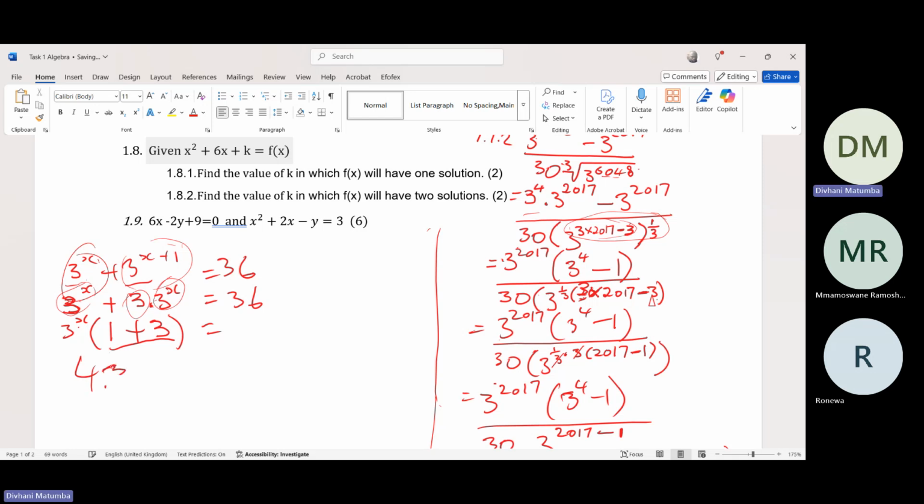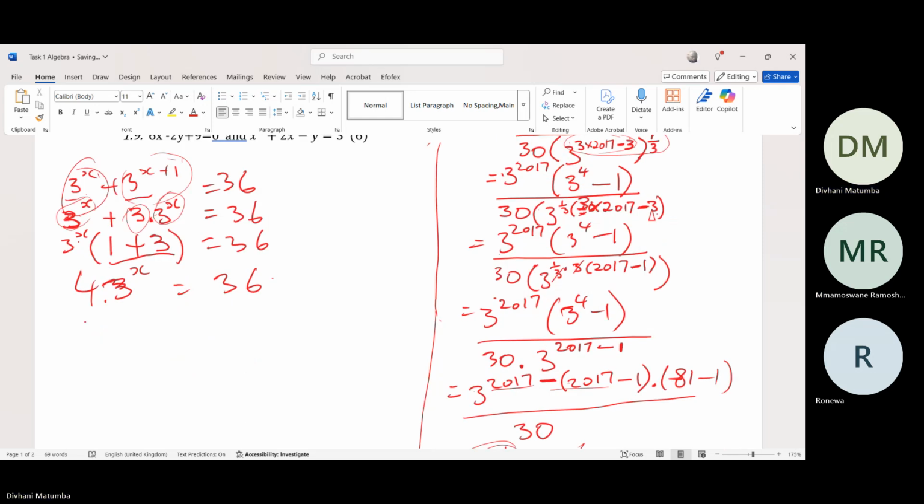4 times 3 to the power of x is equal to 36. Okay, so from here, what can we do? We can transpose 4 to the other side, which means we'll be dividing 36 by 4. 36 divided by 4 is going to give us 9. Now, how do you solve this one? You bring 9 down to its factor, so it's going to be 3 to the power of 2 on the other side. So 3 to the power of x is equal to 3 to the power of 2.